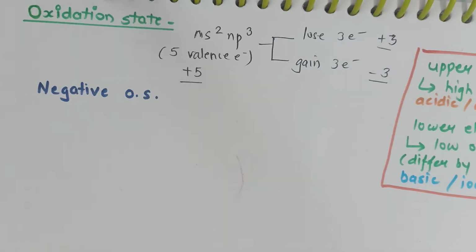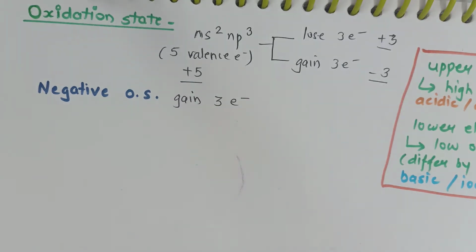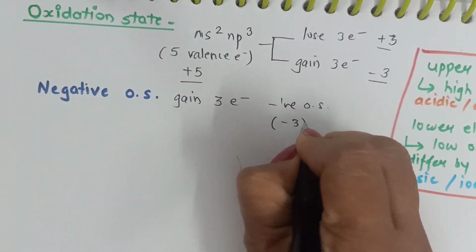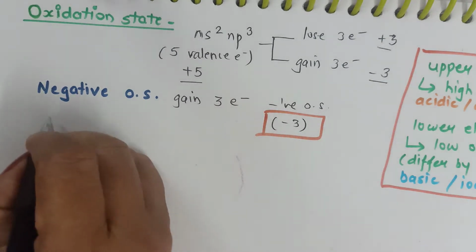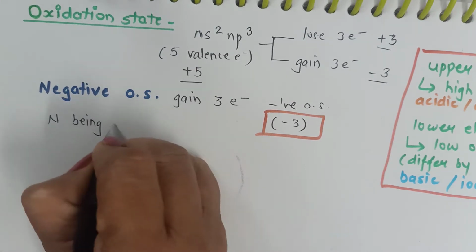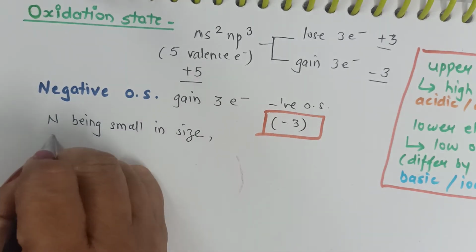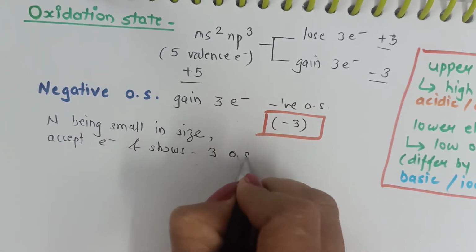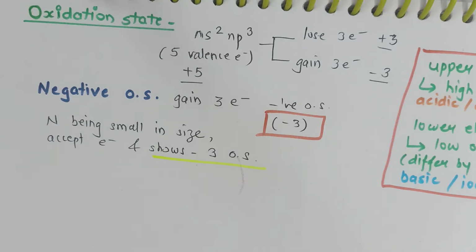So coming to negative oxidation state: the element will show negative oxidation state when it gains or accepts 3 electrons. We are talking about group 15 elements. So when it gains 3 electrons, it will show negative oxidation state, that is -3. Now we have to remember that nitrogen, being small in size, will easily accept the electron and shows -3 oxidation state. So nitrogen shows -3 oxidation state.